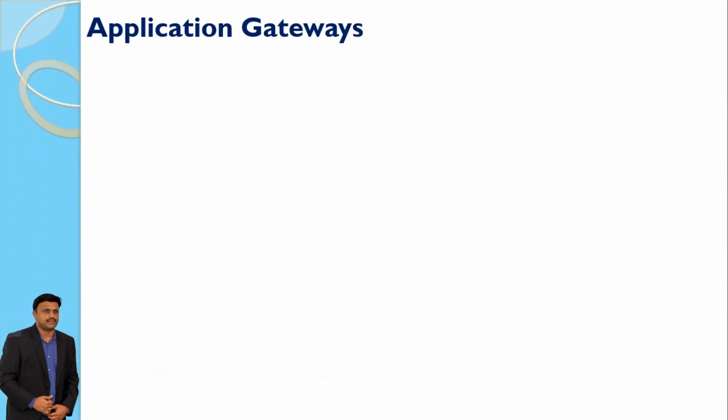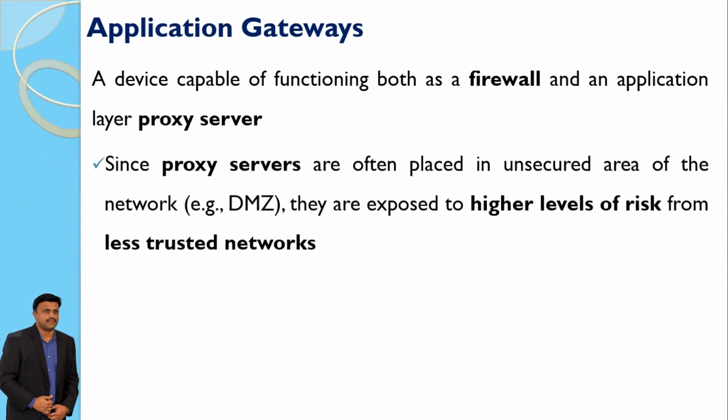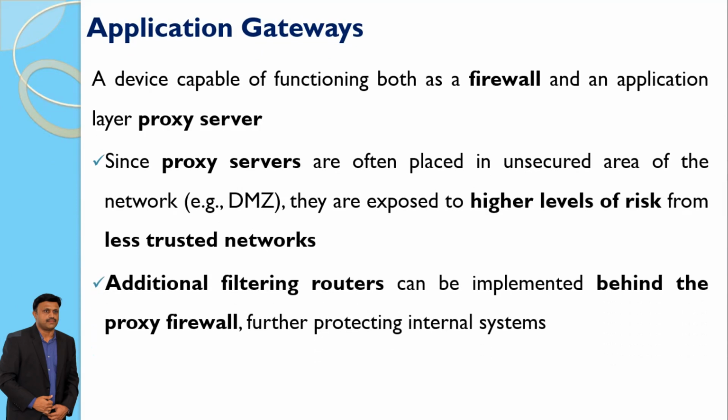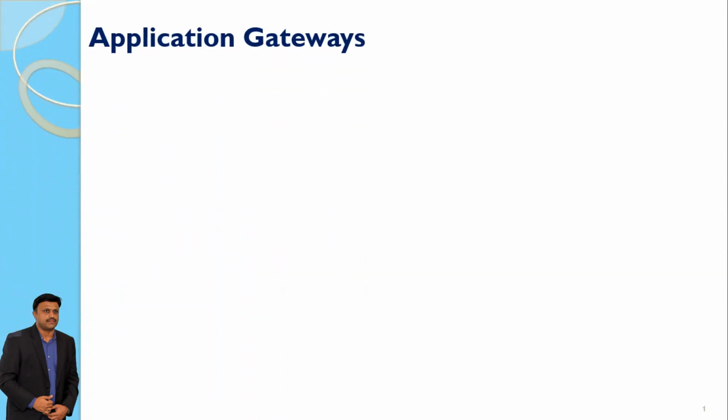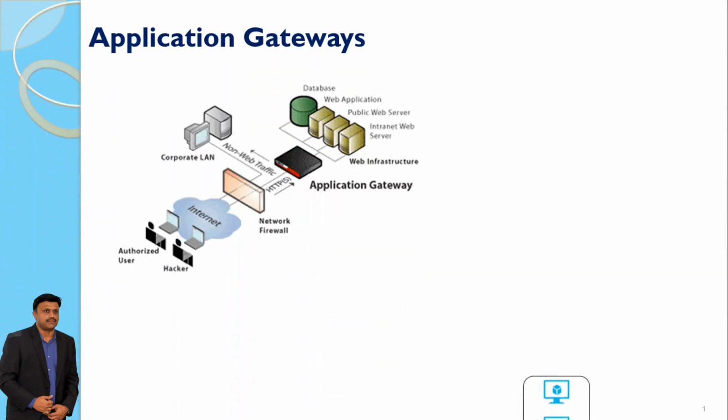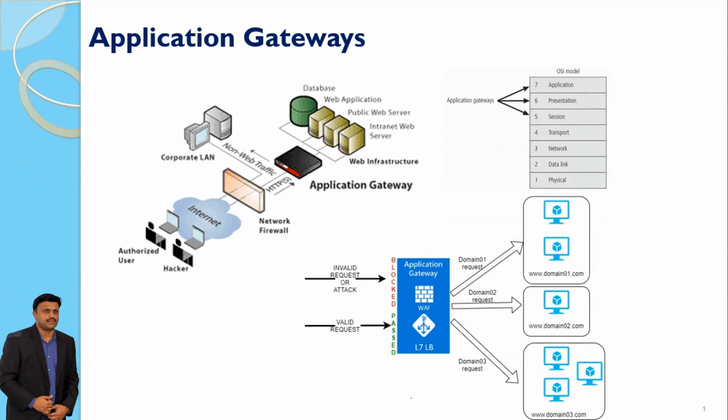Application gateways function as both firewalls and proxy servers, often placed in unsecured network areas. They can be protected further with additional filtering routers to safeguard internal systems. Application gateways provide a secure interface between internal networks and external threats, functioning as both firewalls and proxy servers to filter and monitor traffic.